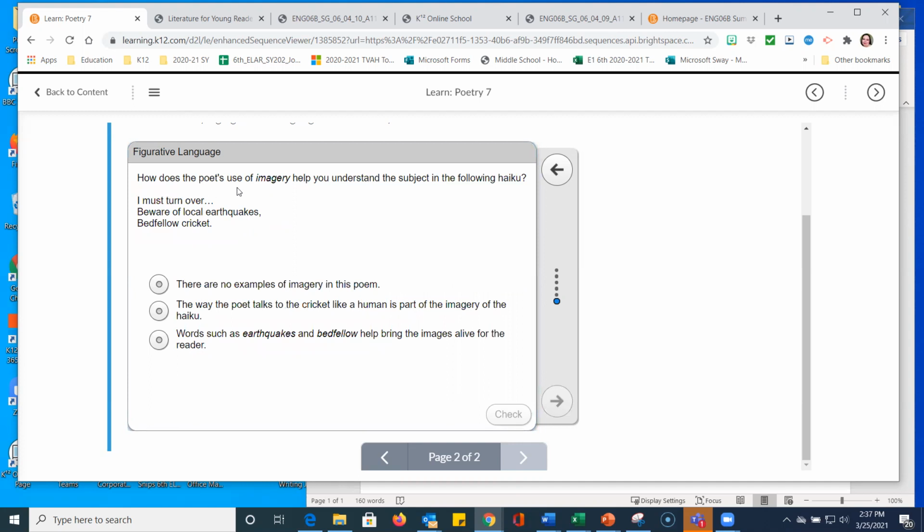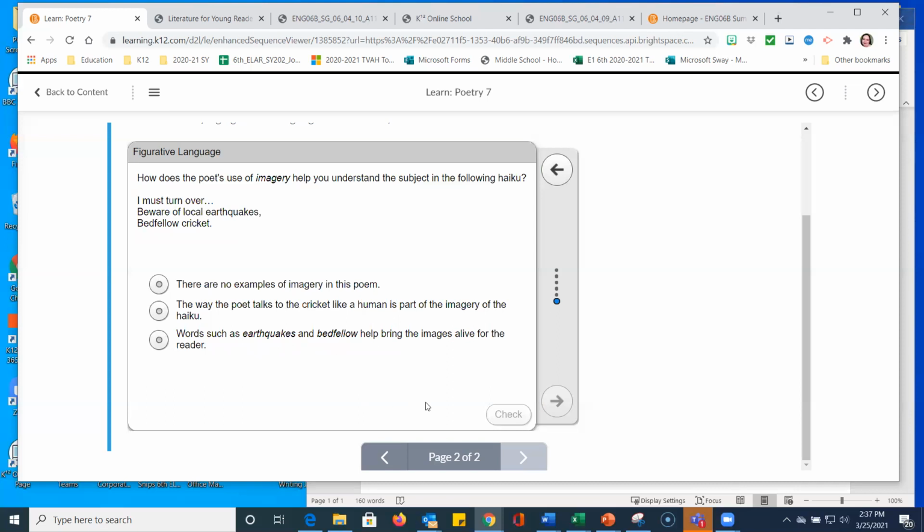Last question. How does the poet's use of imagery help you understand the subject of the following haiku? I must turn over. Beware of local earthquakes. Bedfellow cricket. A, there are no examples of imagery in this poem. B, the way the poet talks to the cricket like a human is part of the imagery of the haiku. Or C, words such as earthquakes and bedfellow help bring the images alive for the reader.